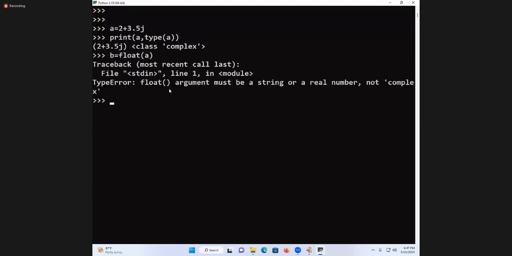Be careful, students. A is equal to 2 plus 3.5j. Print of A. Possible or not possible? Come on. Good. Why not possible? Because it is a combination of what? Alphanumeric. That's why not possible. Not possible. Which error? Good.